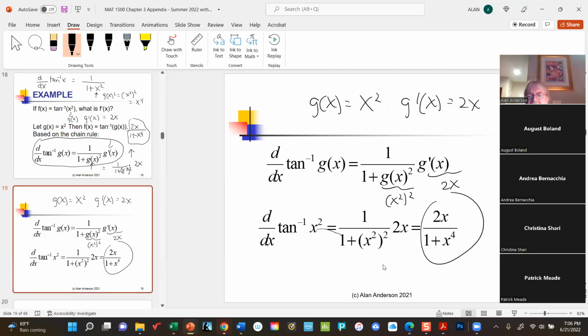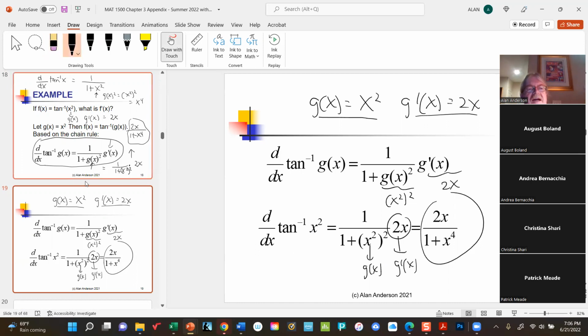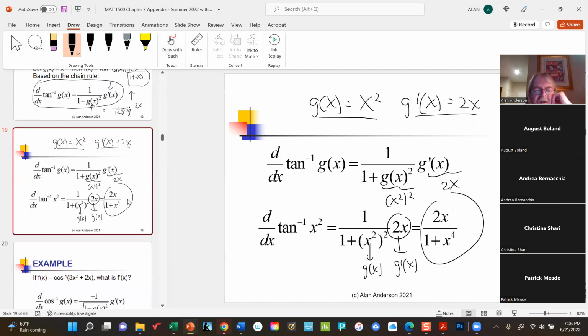So remember, this is our g of x, it has to be squared. And then this is g prime of x. Okay, so if g of x is x squared, that implies that g prime of x is 2x. So when we plug all that in, our final result is 2x over 1 plus x to the fourth power. All right, so that was our discussion about calculating the derivatives of the inverse tangent functions.